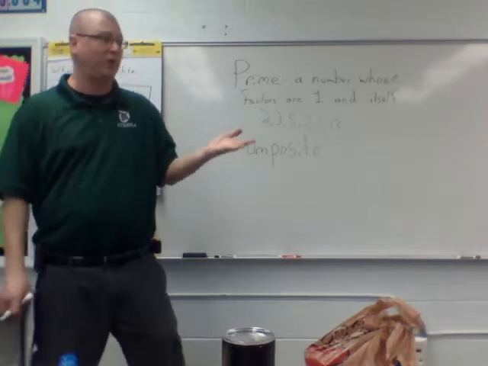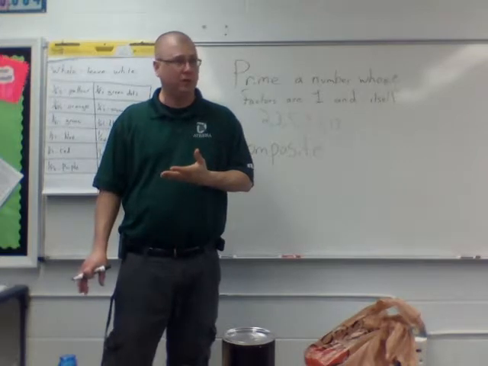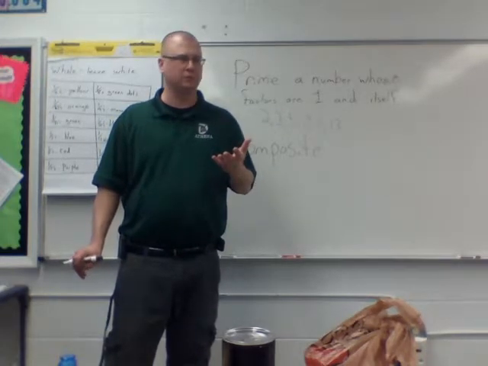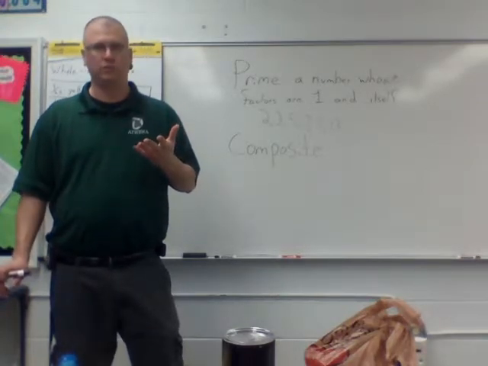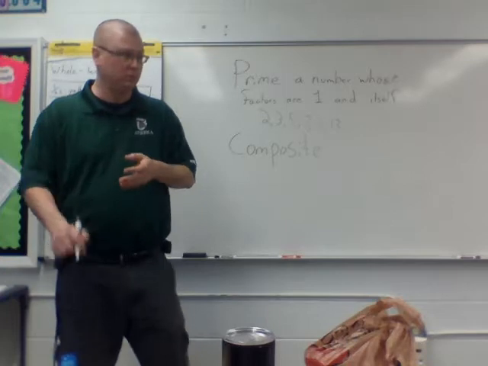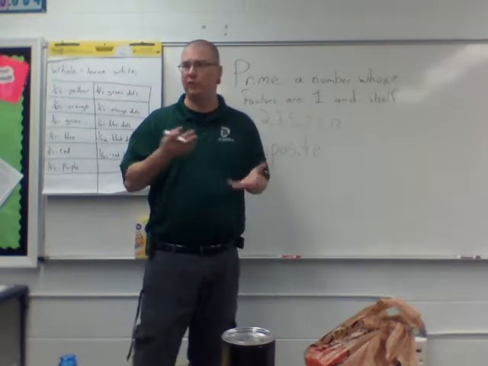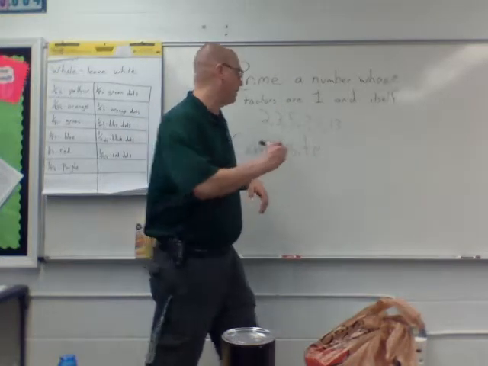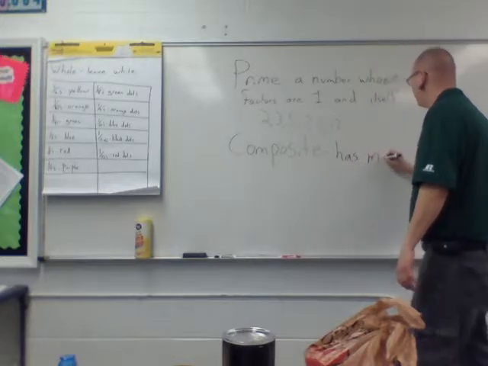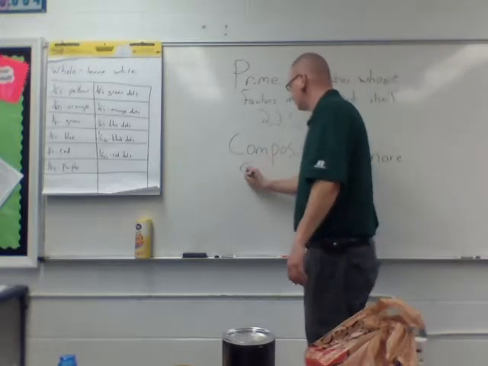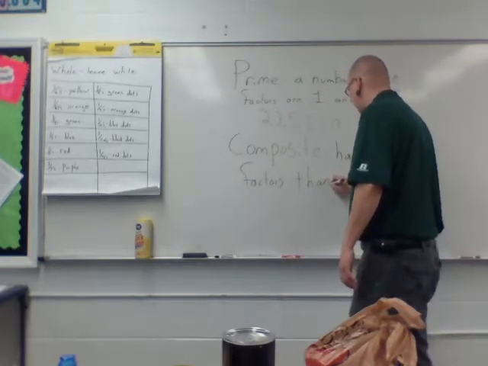Like 4 is a really small number, right? But you still got 2 times 2. And 9, you've got 3 times 3. What if you get up to like 16? 16's got all kinds of factors, right? 2 times 8. 4 times 4. So by the time you get up into like 24, 24's got 8 or 10 different numbers that are factors, right? So a composite number has more factors than 1 and itself.